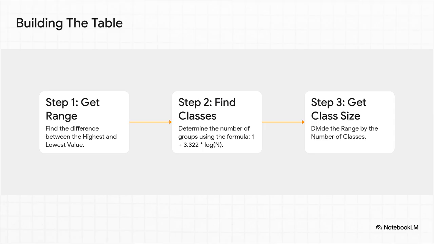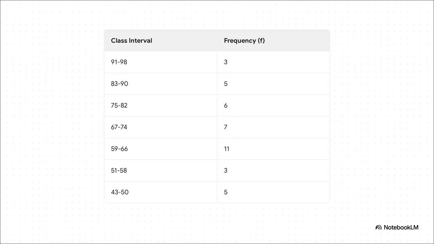So, step 1, we find the range. That's just the highest score minus the lowest score. Easy enough. Step 2, we decide how many buckets or classes we want. Now, that formula looks a little scary, I know, but it's really just a handy guide to help us pick a reasonable number of groups. And finally, step 3, we figure out how wide each bucket needs to be. We just take the range and divide it by the number of classes we picked. That's it.